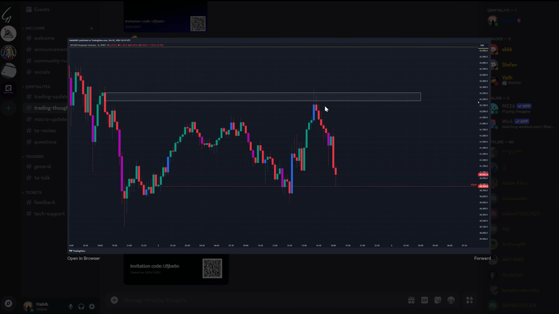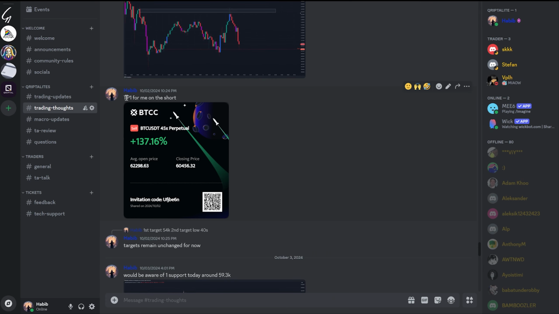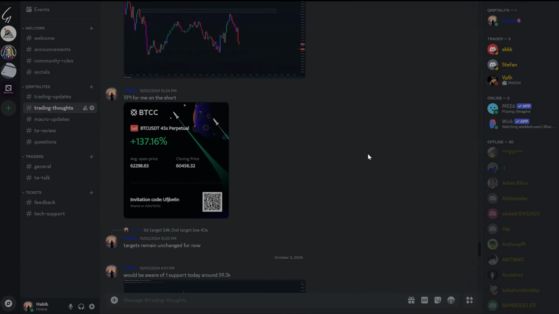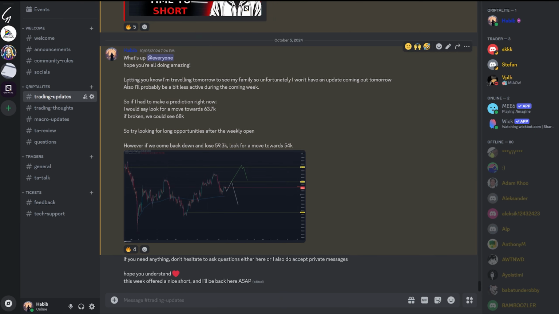We saw the drop, as you can see right there, and I implemented the take profit one on my short position at $60,400. And right after this is when I had to travel, which is why, again, I've been a bit less active over the past few days.